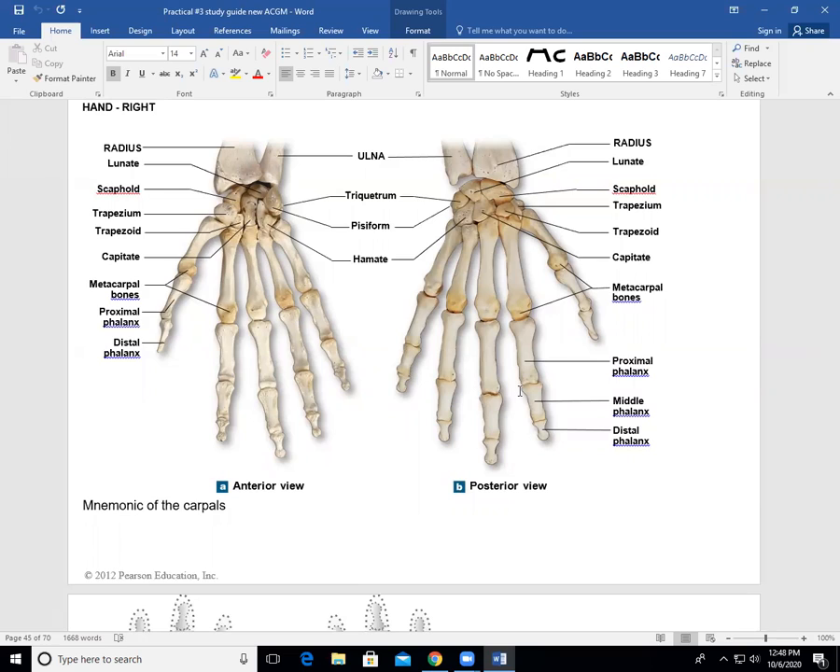This would be the proximal phalanx because there's only two. Well, this is, I'm sorry, we're on the pinky. So this is a middle. The middle. This is the proximal.